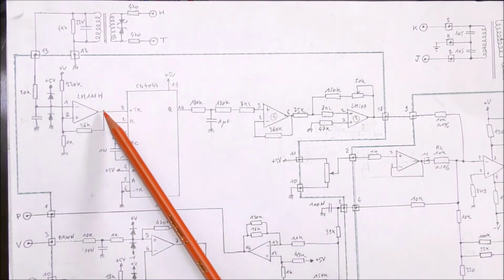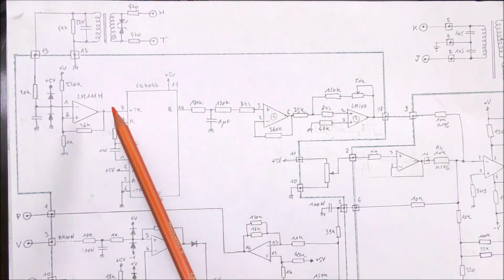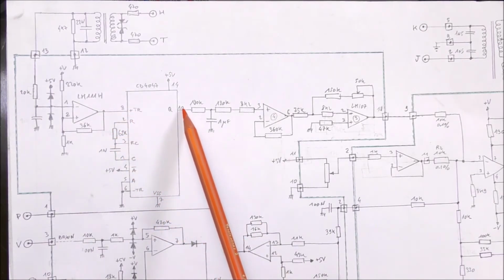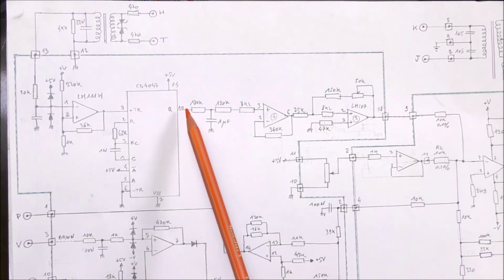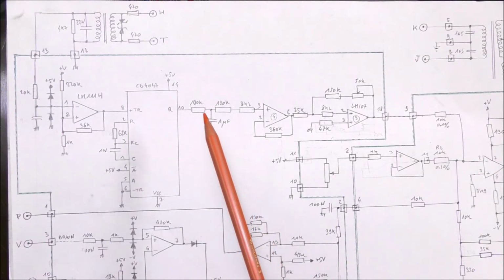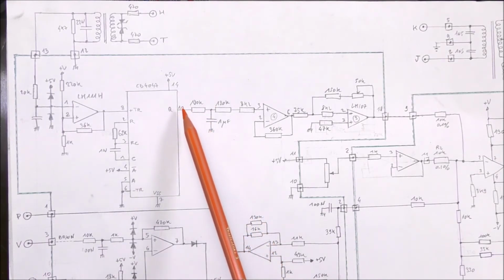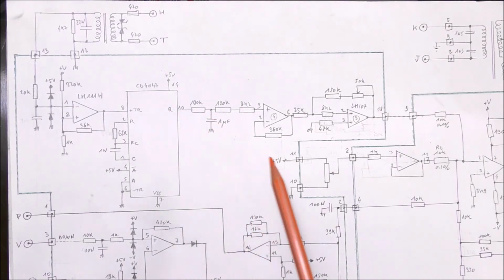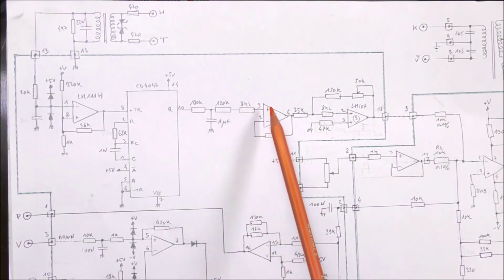At that point, there is a square signal. This square signal is fed to this monostable. On the output of this monostable, there is a rectangular signal, and the duty cycle of this signal is proportional to the input frequency. So this rectangular signal is fed to a low-pass filter made with this resistor and this capacitor here. This signal is fed to this voltage follower.